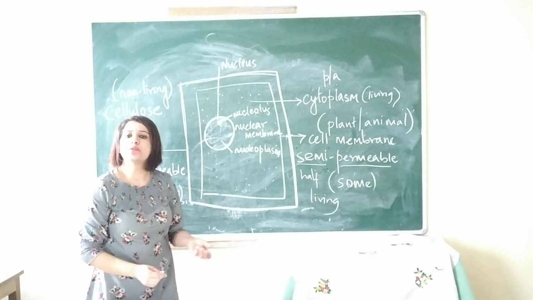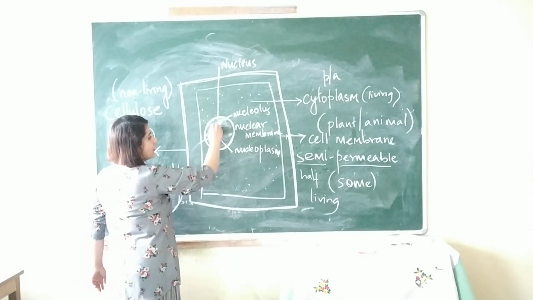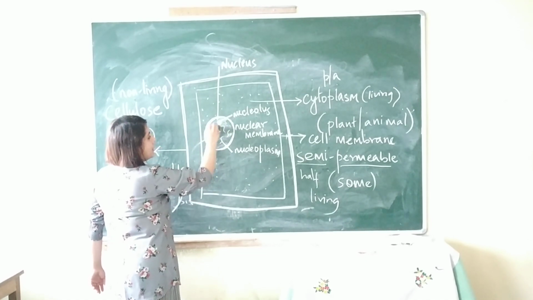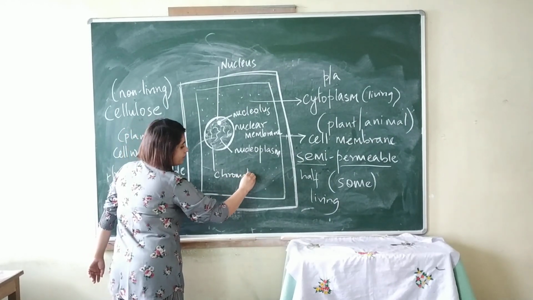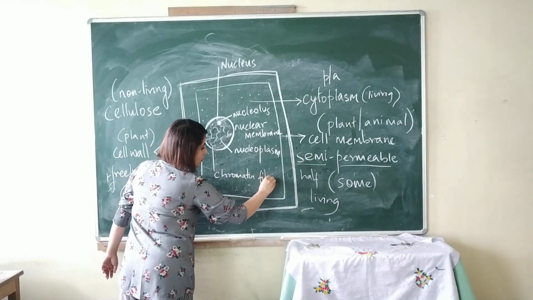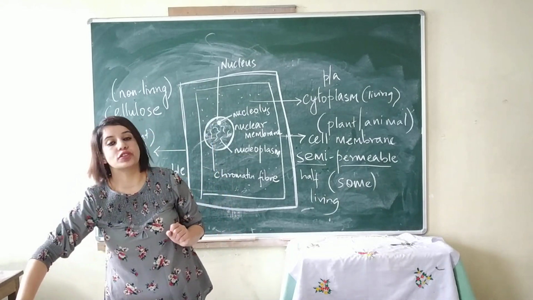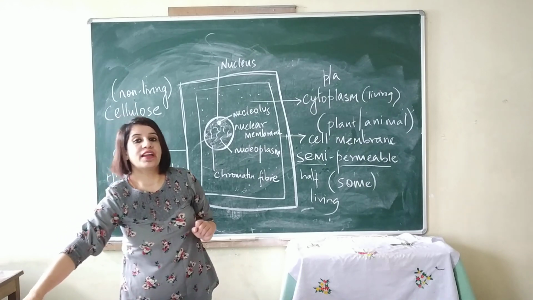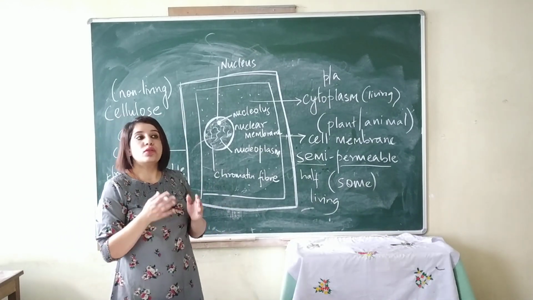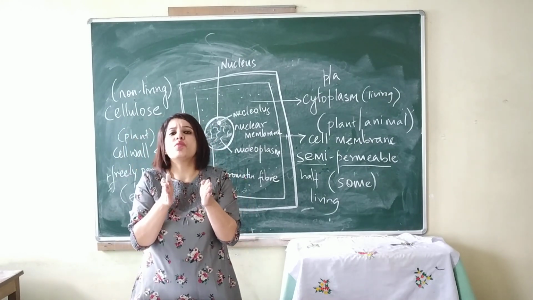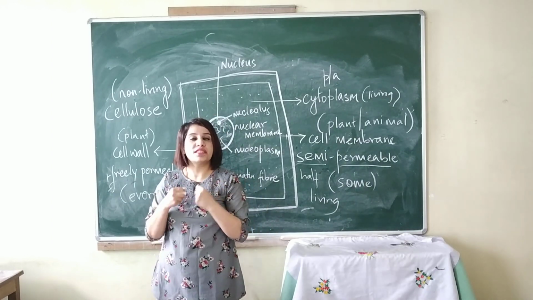Now, why is this nucleus very important? Inside the nucleus, there are many thread-like structures which are called chromatin fiber. So inside the nucleus, there are many thread-like structures called the chromatin fiber. Now, you were very small once. How did you become this tall, or how are you your size right now?